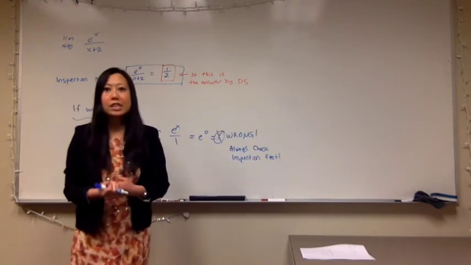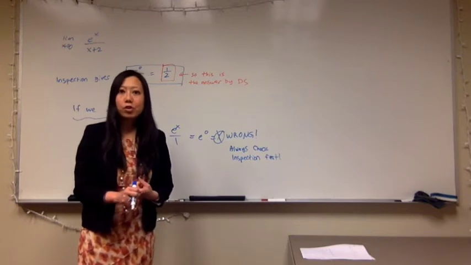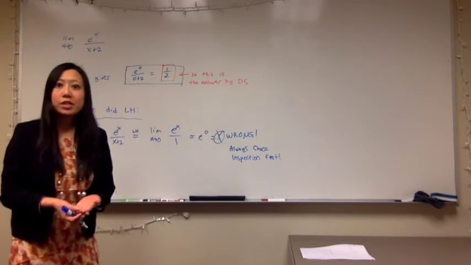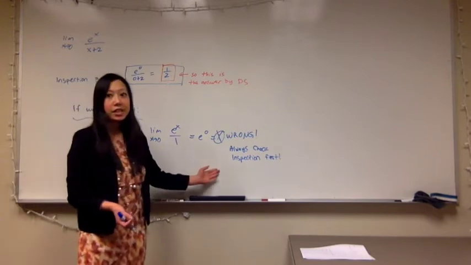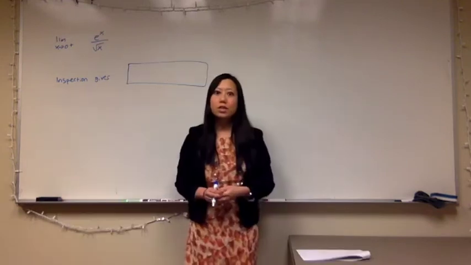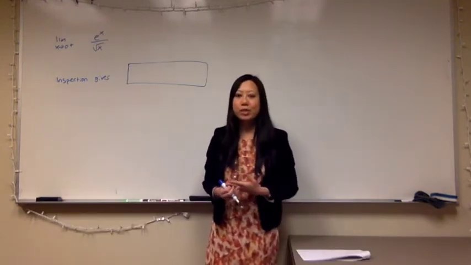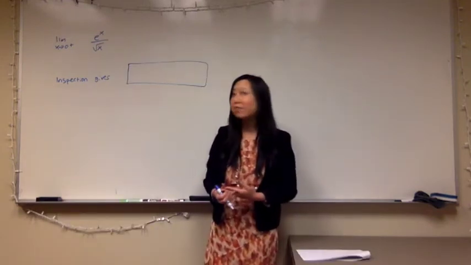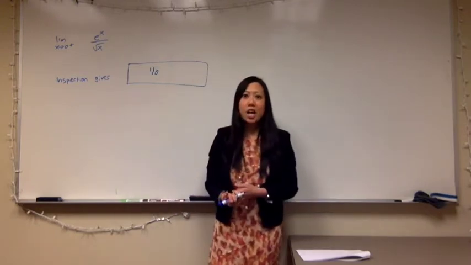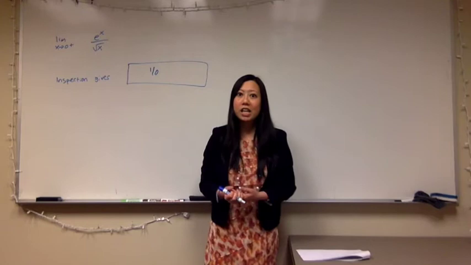Always check inspection. If you don't have 0 over 0 or infinity over infinity and you go ahead and do L'Hopital, you're going to get the wrong answer like we did here. This one was just a simple direct sub problem. Let's see what happens with the next one when I try inspection. I get e to the 0 over 0, which is just 1 over 0. Well, 1 over 0 is not an indeterminate form, so we cannot apply L'Hopital here either.